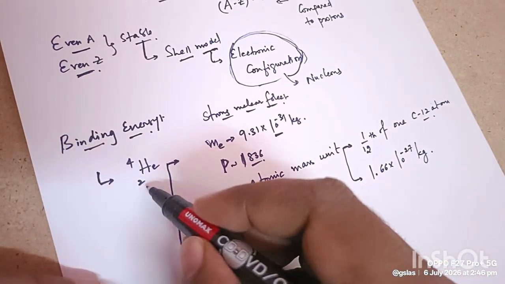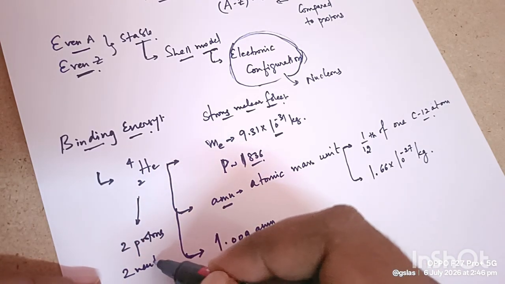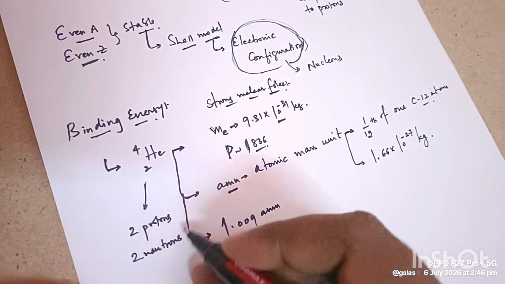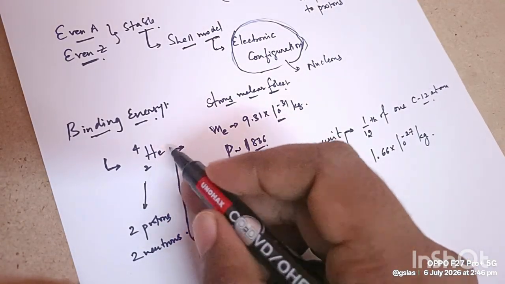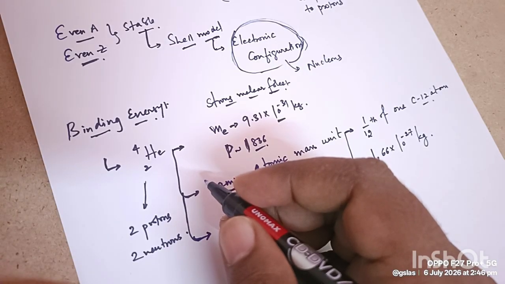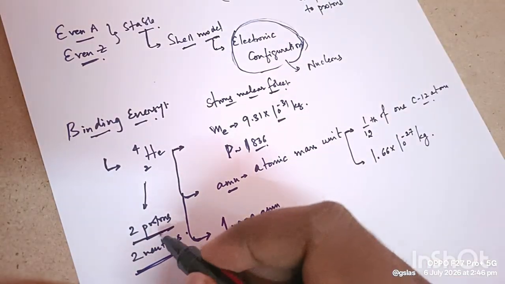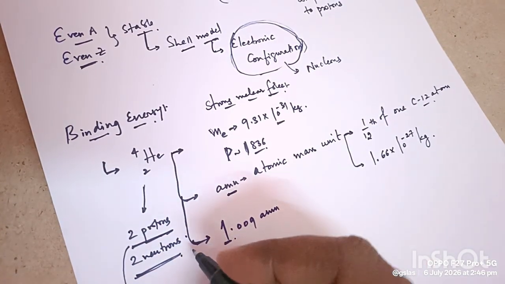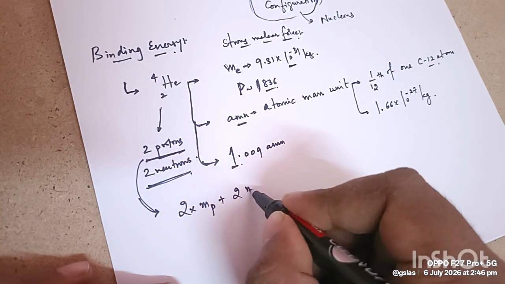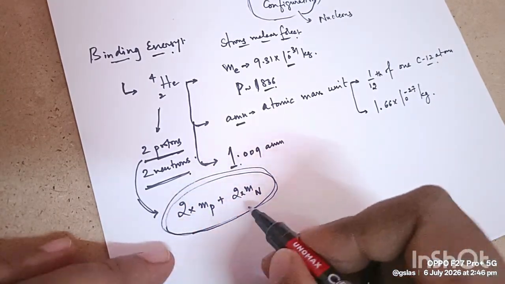So as I said, this contains 2 protons and 2 neutrons, right? So if I join all this, I should get this nucleus, right? Well, it's not that easy, but I'm just telling in terms of weight. If I take in terms of mass, 2 protons mass, that is 2 into mass of protons plus 2 into mass of neutrons. So I should get the total amount of mass, this mass.